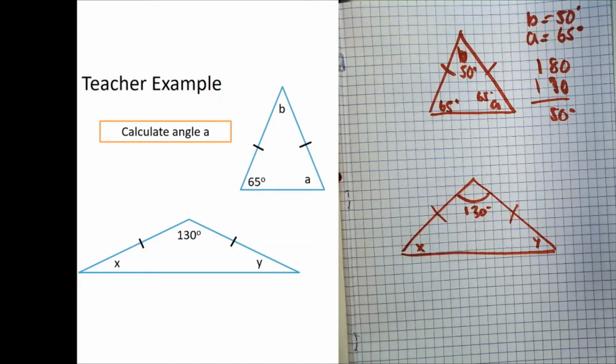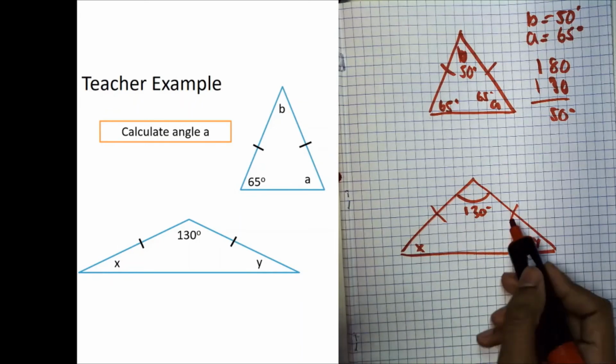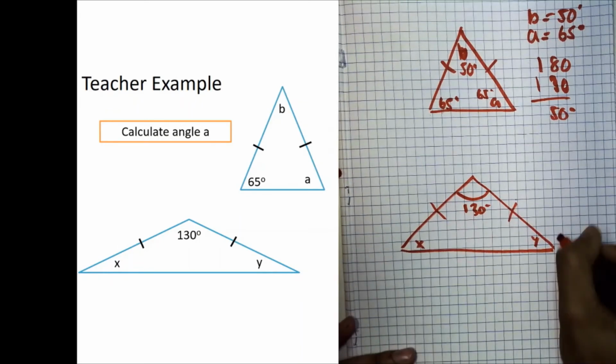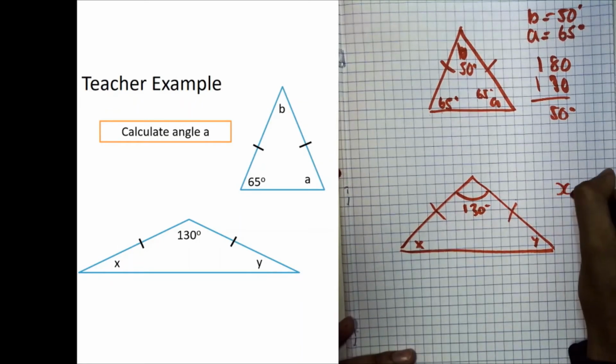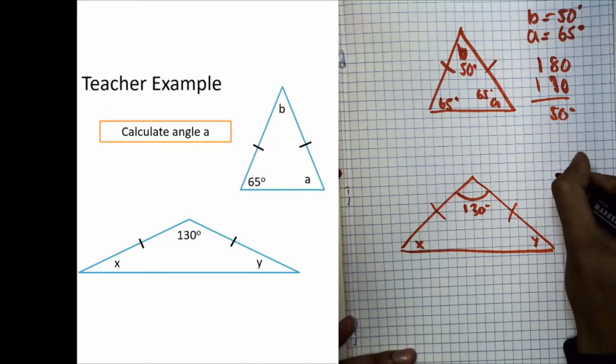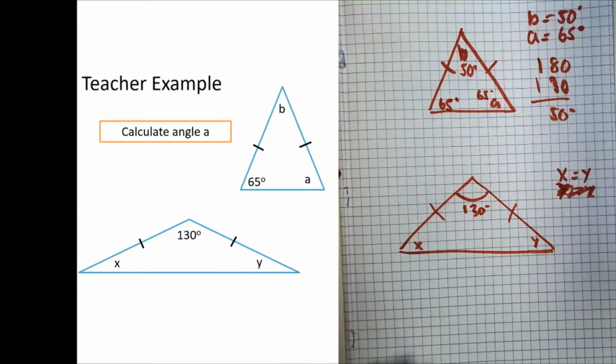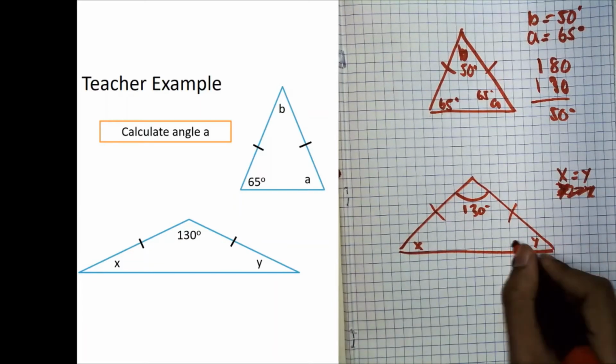Well, this is actually not as hard as it looks. What we need to understand is that these two lines, we know that it means that these lines are equal. Therefore, X is equal to Y. Or I'll use X how I've been writing it normally, so I'll write X is equal to Y. We'll get rid of that. Okay, so these two angles are the same.